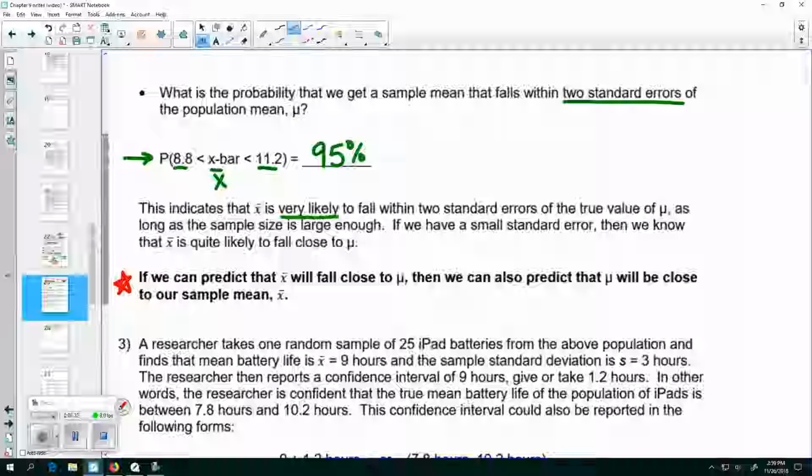It's very similar to me saying that I'm standing 3 feet away from the board. And that means that the board is 3 feet away from me. Not really anything different here with this big idea. Again, if we're saying that X bar is close to mu, then we can turn that around and say mu should be close to X bar. Whatever sample mean we get, it should be very close to mu. Mu should be very close to our sample mean.